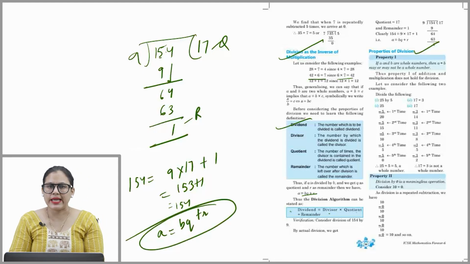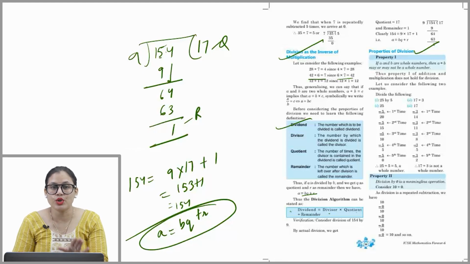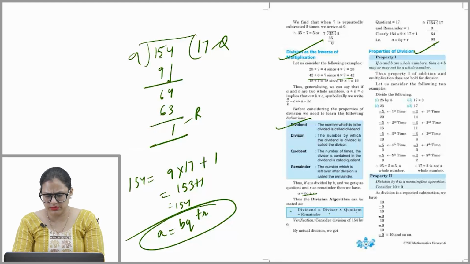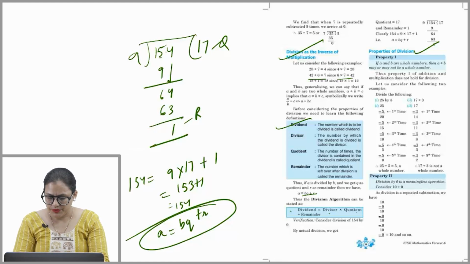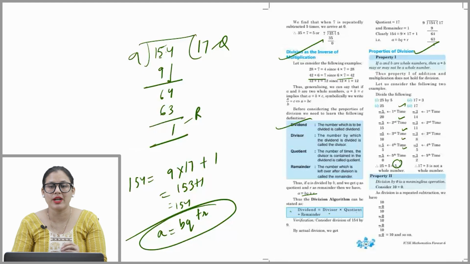Now, properties of division. Property 1. If A and B are whole numbers, then A divided by B may or may not be a whole number. This property 1 of addition and multiplication does not hold for division. Let us consider the following two examples. For example, 25 divided by 5 is what? We will subtract 5 first time, then second time, third, fourth and fifth, and then we get 5. 25 divided by 5 is 5. That is a whole number. But if you divide 17 by 3, we will not get a whole number.